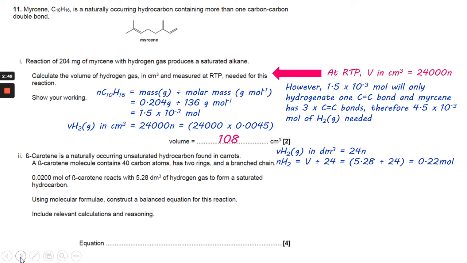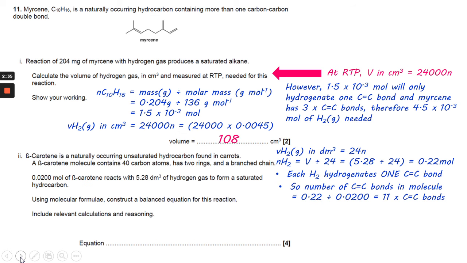Now that's 0.22 moles of hydrogen required to hydrogenate 0.02 moles of beta carotene. So to work out how many carbon-carbon double bonds are present, you need to divide 0.22 by 0.02. So that means you've got 11 carbon-carbon double bonds present in beta carotene.